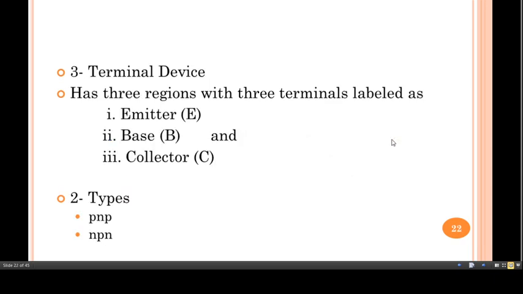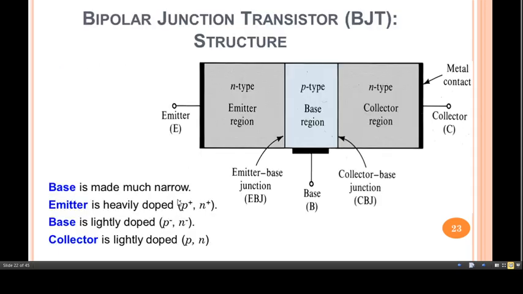As we have seen in the symbolic representation, this BJT is a 3-terminal device. What are those 3 terminals? Those 3 terminals are nothing but emitter, base and collector. There are 2 types of transistors or BJTs, that are PNP and NPN.